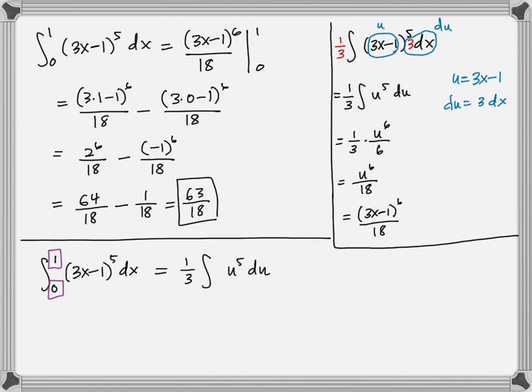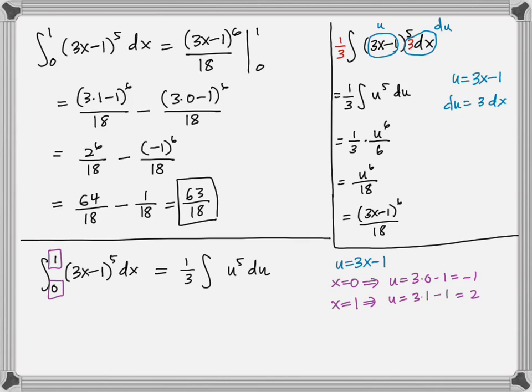Okay, so I had done this u substitution with u equals 3x minus 1. So I can say when x is equal to 0, u is equal to... wait, that was negative 1, sorry. Negative 1. Negative 1, and this one is 2. Yep.